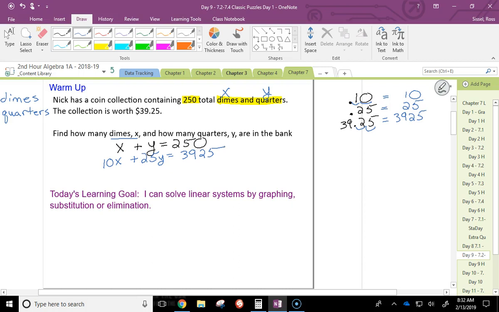So, to do substitution, I'm going to choose one of my 2 equations to solve for just one variable. Probably going to use my top one because there's only one coefficient. We do this by x plus y equals 250, and I'm just going to subtract y on both sides. We'd end up with x equals 250 minus y.